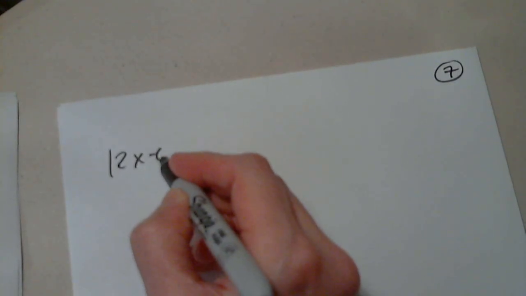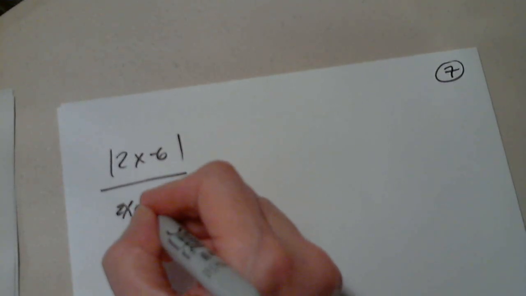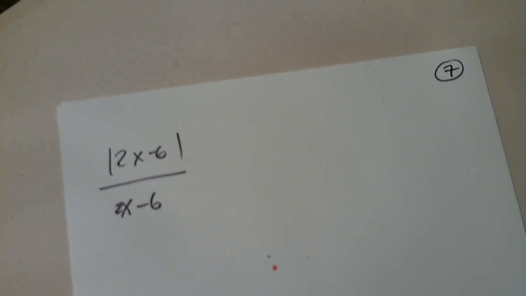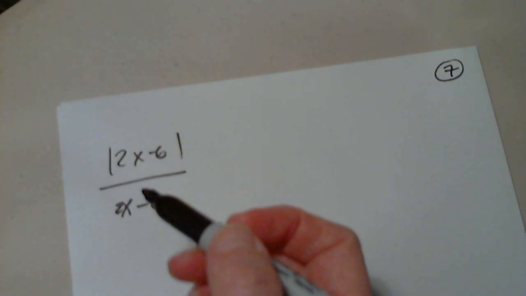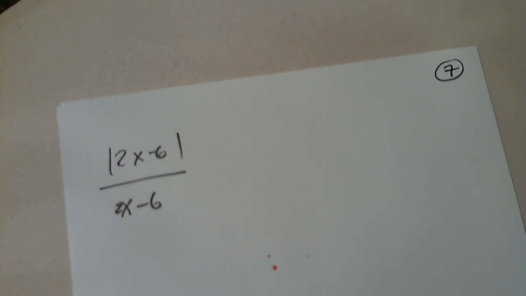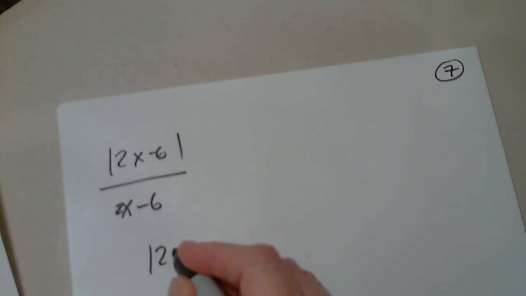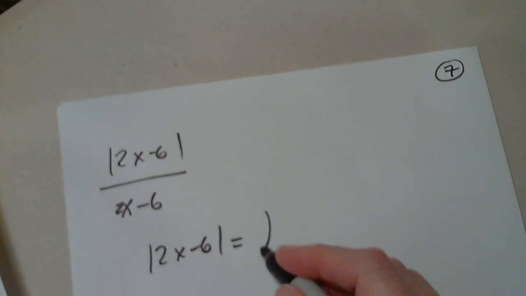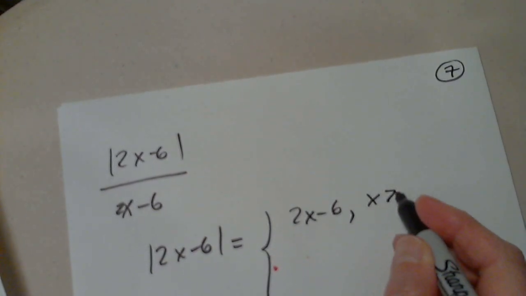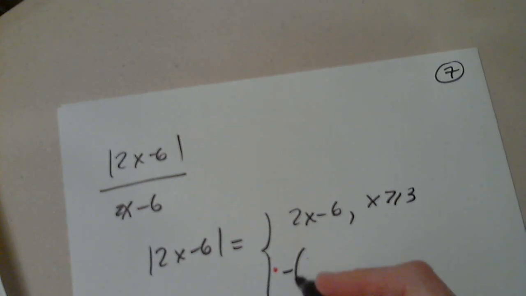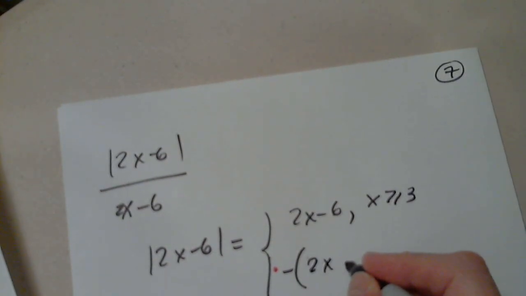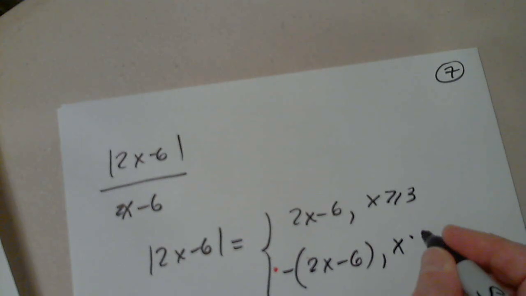I'm on page 7. So now the next example basically includes what we just had, the absolute value of 2x minus 6 divided by 2x minus 6. Well, this is a different story. I have to be careful here. I will copy what I just had because I determined this already on my previous page. So I already know that the absolute value of 2x minus 6 is 2x minus 6 for x greater than 3, or negative 2x plus 6 for x less than 3.